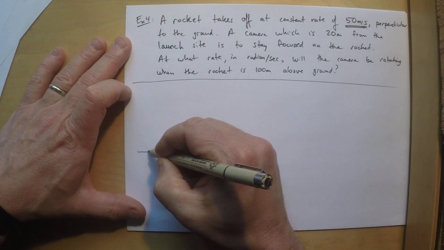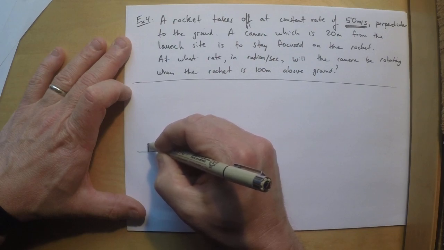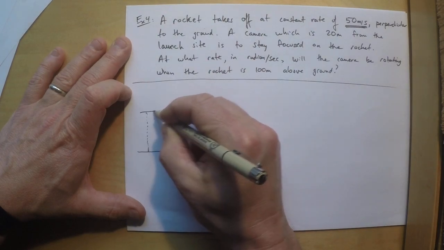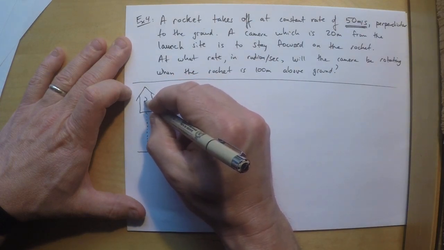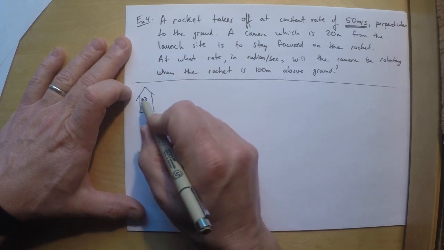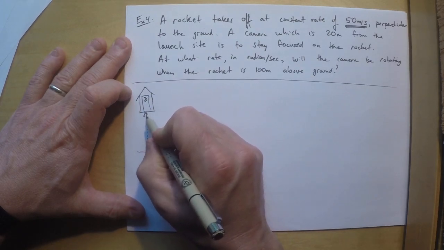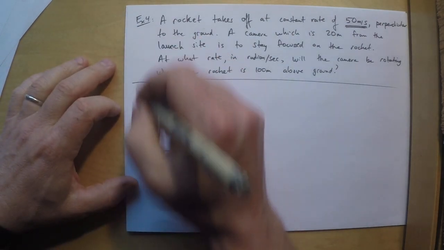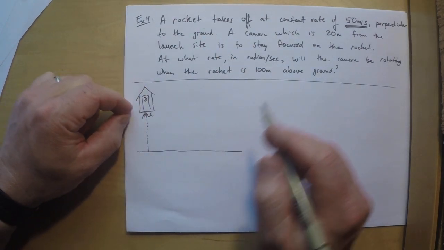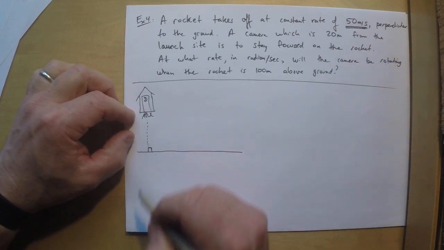You've got a rocket that's starting here, let's say, and it's taking off. There's my rocket. Looks like an outhouse. Actually, let's make it an outhouse. Put a little moon on there. Okay, so it's a flying outhouse. It's going up, increasing at a rate of 50 meters per second, perpendicular to the ground.